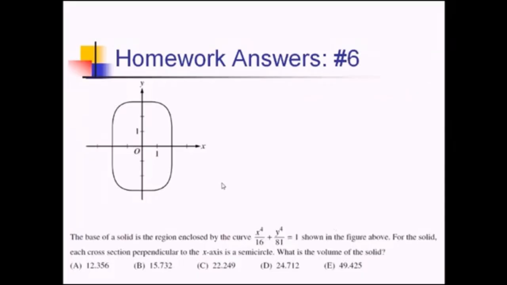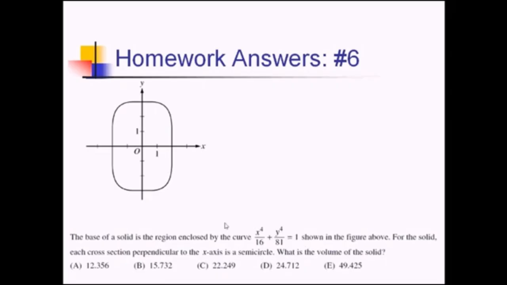For this problem, the base of a solid is the region enclosed by this curve here, and they're actually showing us that in the figure. So it's kind of like an ellipse, but it's a little bit flatter at the ends. So anyway, for the solid, each cross-section perpendicular to the x-axis is a semicircle.